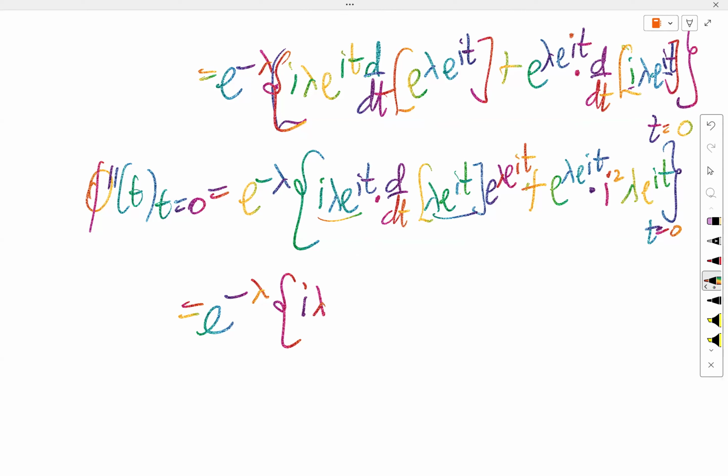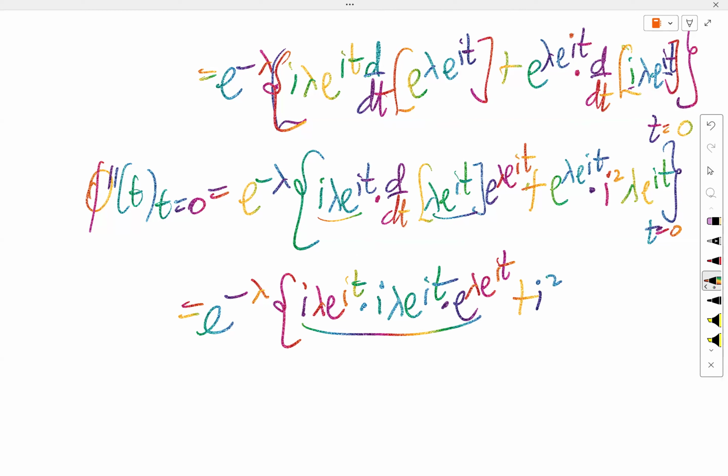So you have i lambda e raised power it. When you differentiate this again, you have i lambda e raised power it. That's for this part now, multiplied by this e raised power lambda e raised power it up there. Plus now, this is one part now. Then plus, so now you have i squared lambda e raised power it e raised power lambda e raised power it, like that, evaluated at t equals 0.